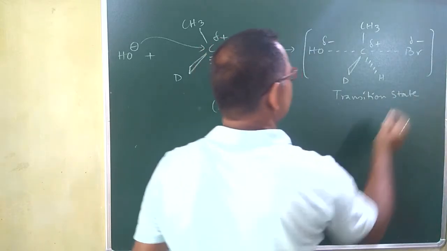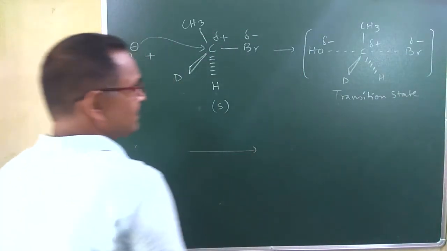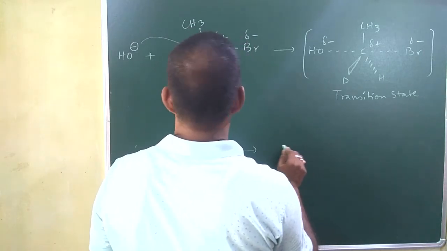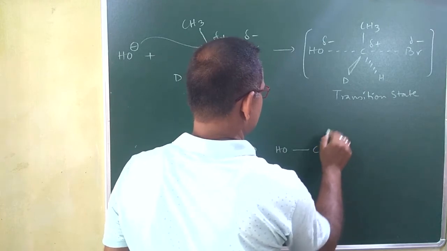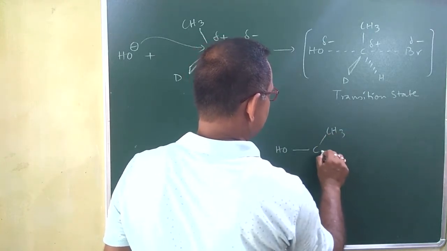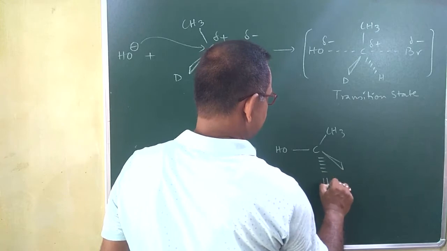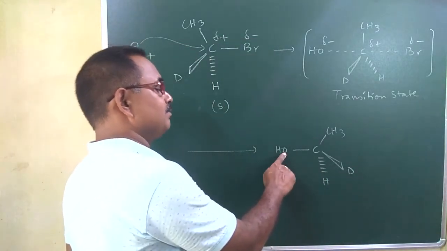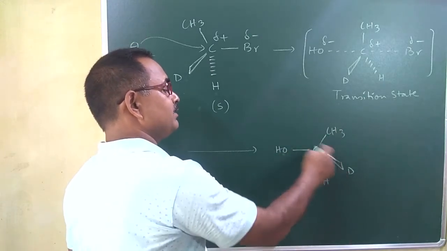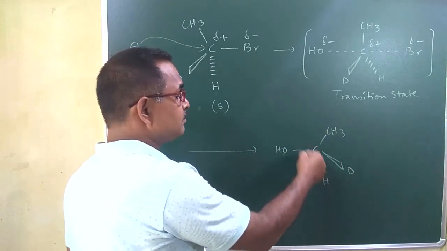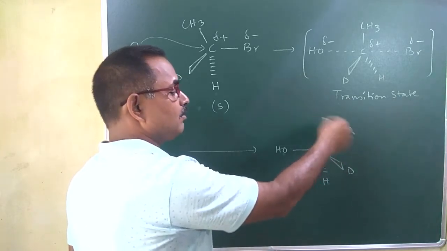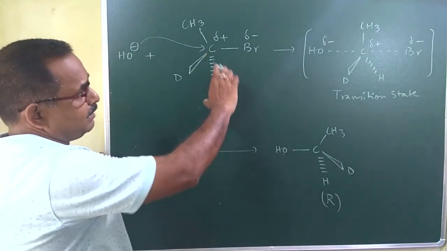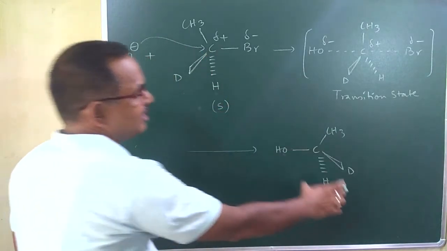This is the transition state. Now that transition state will lead to final product. What will be the final product? The final product will be this one. Now you examine. This is priority 1, priority 2, priority 3. This is the lowest priority group. So rotation is what? Clockwise. So this compound is R. So starting from an S compound, we have an R compound.